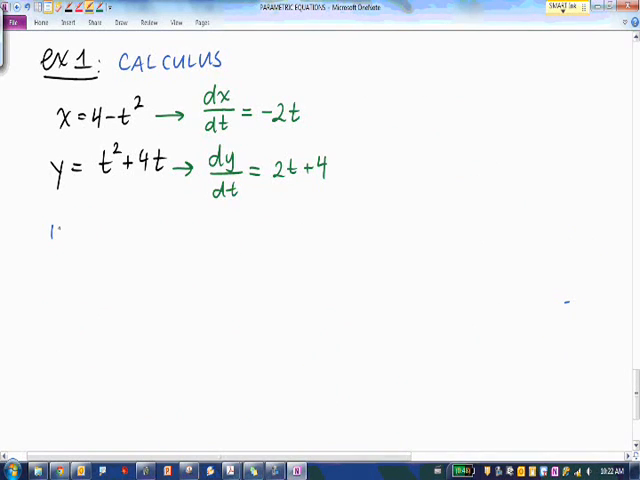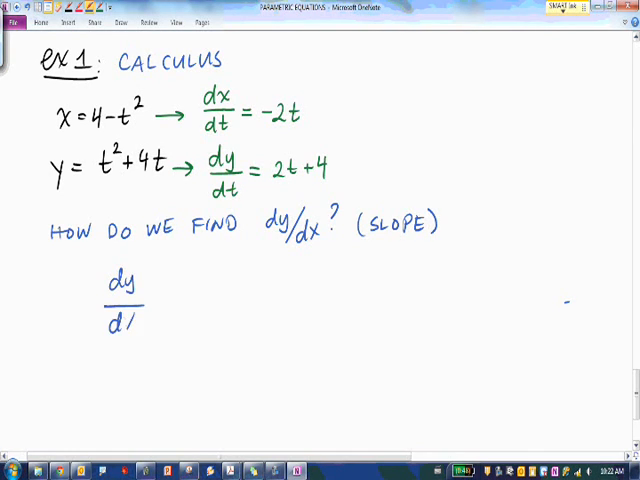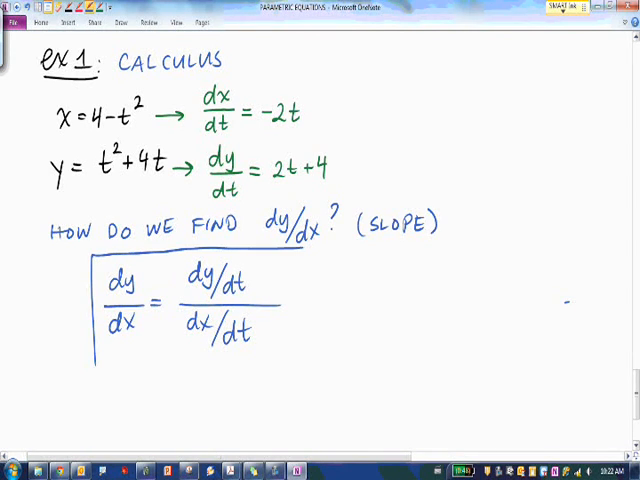But the question is, how do we find not dx/dt and dy/dt, but how do we find dy/dx? Isn't that what we've been interested in all along? Or how do you find the slope, in other words, of the tangent line at a point? Well, the way we get dy/dx is we take dy/dt and divide it by dx/dt. It's pretty simple, but something kind of surprising happens.